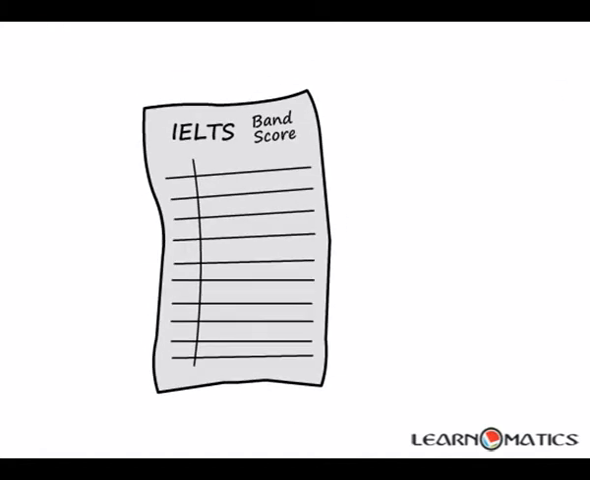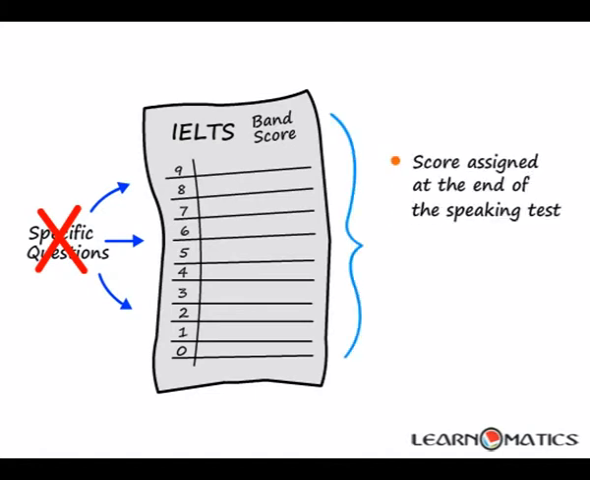The IELTS band score ranges from 1 to 9. However, there aren't specific questions for different band scores. Also, these scores are not the same as those assigned at the end of the speaking test. Please keep in mind that there are no quotas for IELTS band scores. Each individual is scored on their merit.